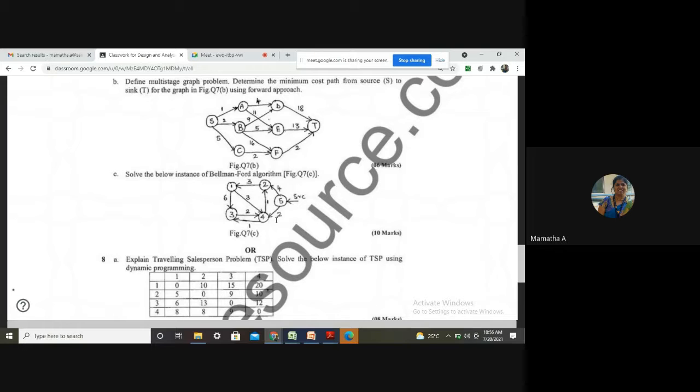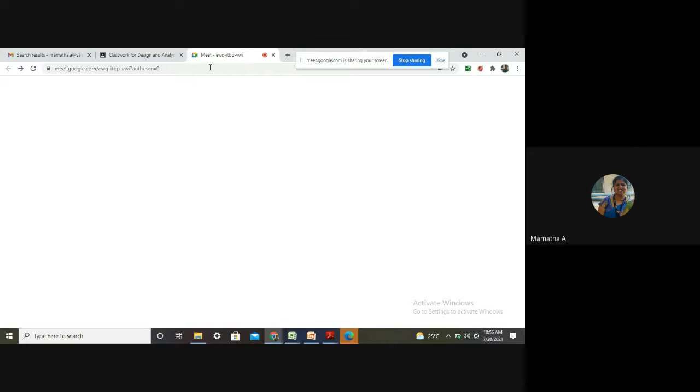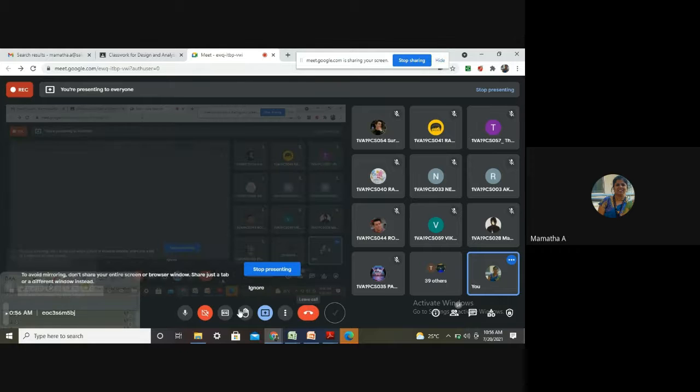Students, hope you are there. Which one will you take as the source vertex? Any vertex can be selected as a source? Yes, no. At least answer me.